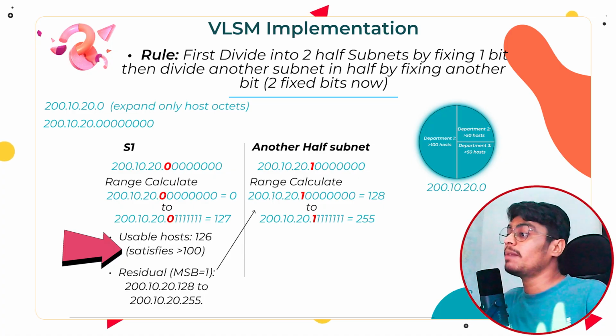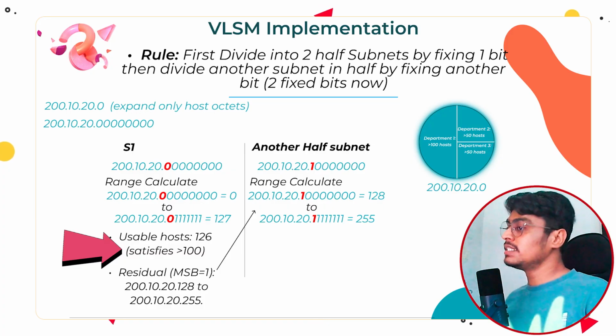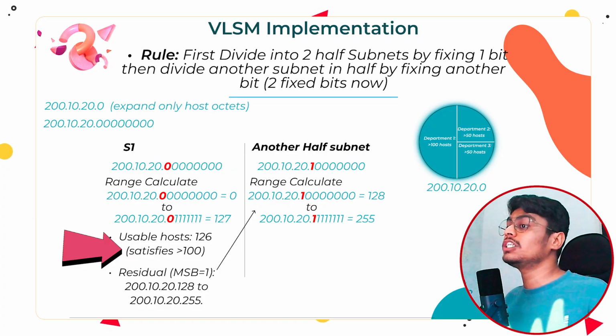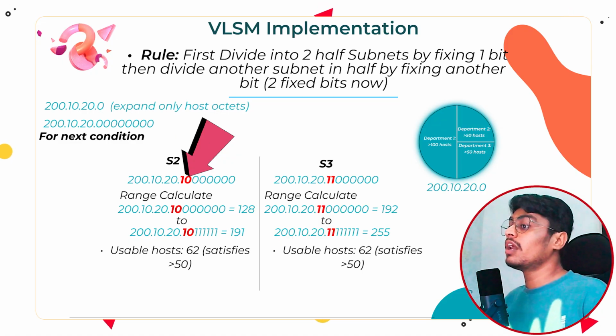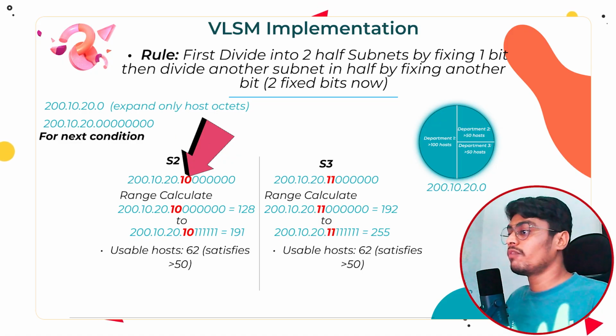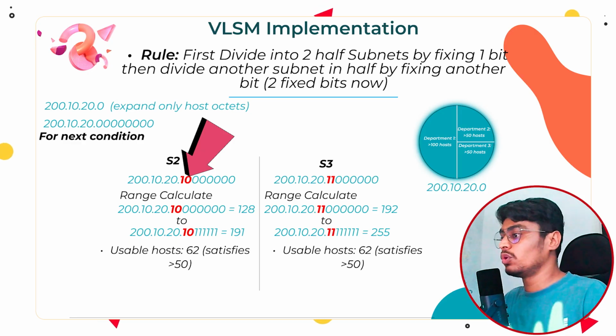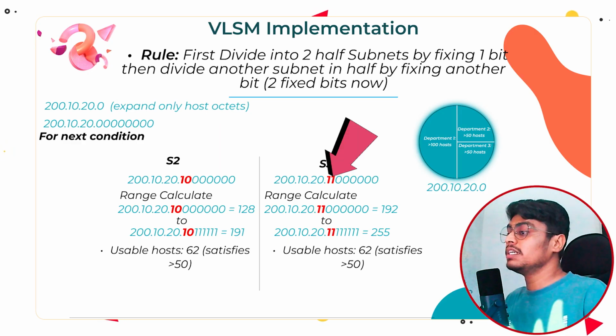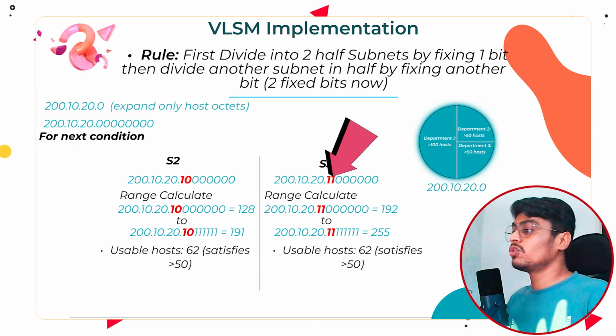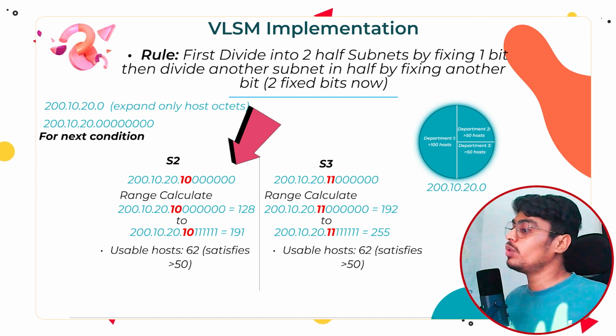Now what is step 2? Divide S2 further. Since S1 is complete, we need to divide S2 into two more subnets. For S2, the first bit is fixed as 1. Now fix the second bit. For S2, the first bit is 1 and the second bit we have fixed as 0. And S3's second bit is fixed as 1. So we have divided S2 into S2 and S3.